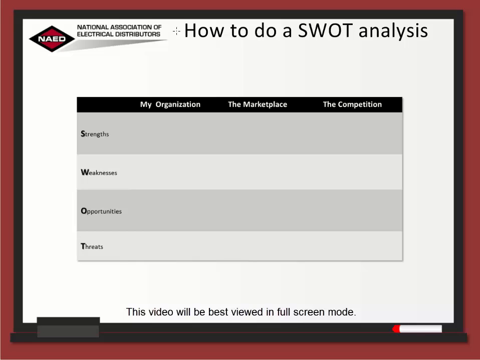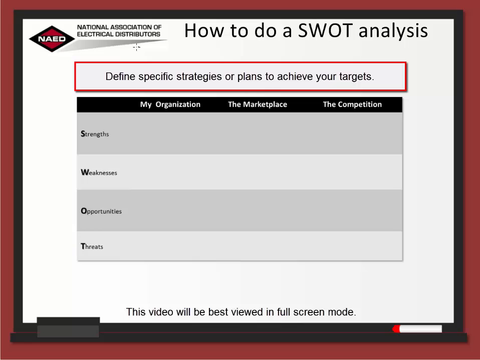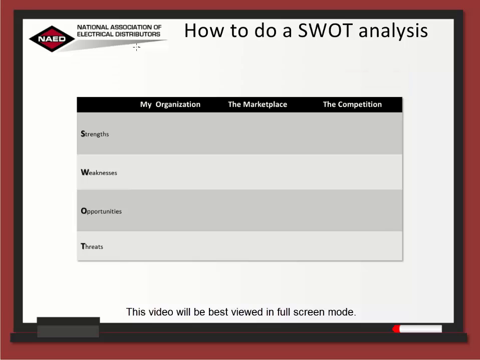Today we're going to talk about how to do a SWOT analysis. Assuming you have established business goals and objectives, the next step is to define specific strategies or plans to achieve your targets. It helps to analyze your business or product using an assessment model known as SWOT.